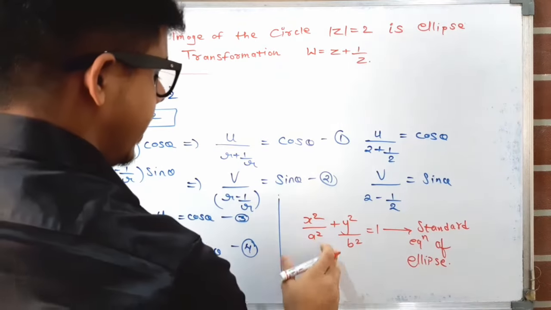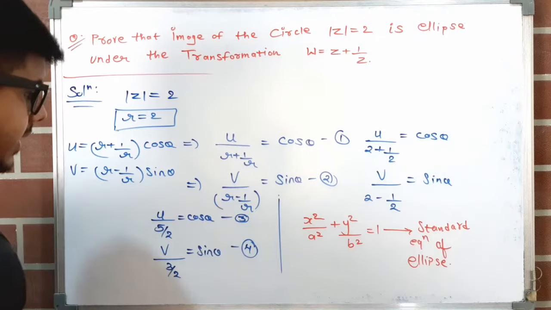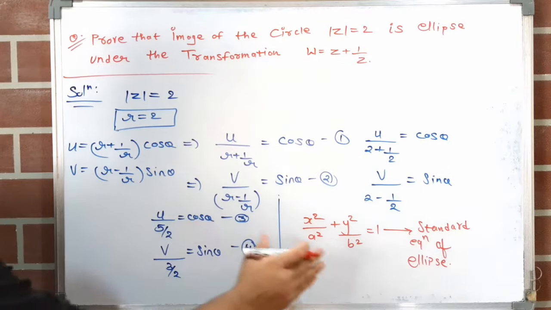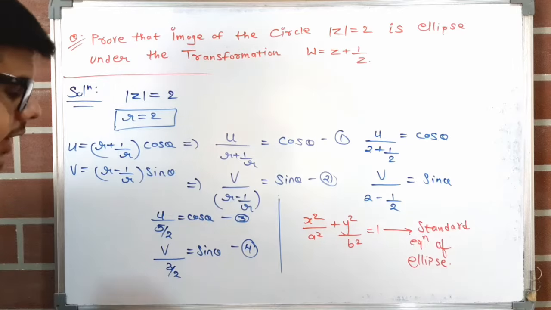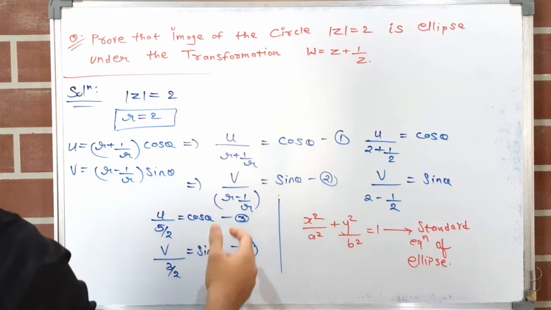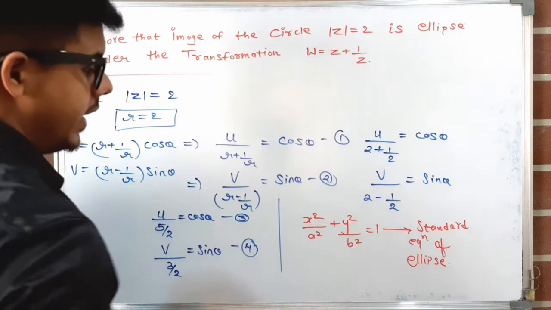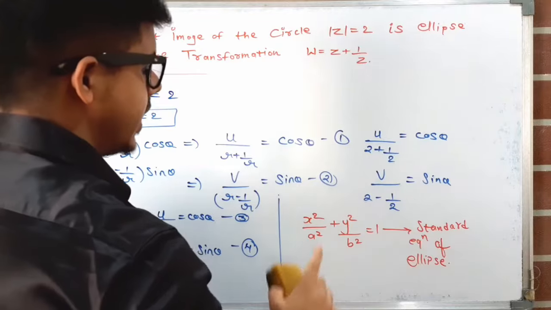So you can see here squaring and adding is there. So now we have to square and add some terms. Here we have equations 3 and 4. So observing these equations, we get a hint that we have to square these two terms and add. Okay, so squaring equations 3 and 4, I will write down the standard form: x square by a square plus y square by b square equals 1. This is the standard equation of ellipse.